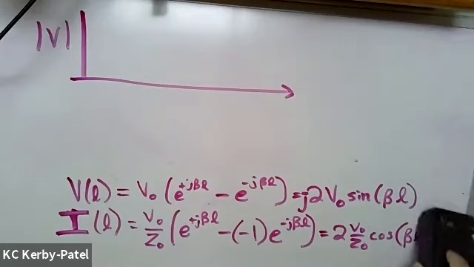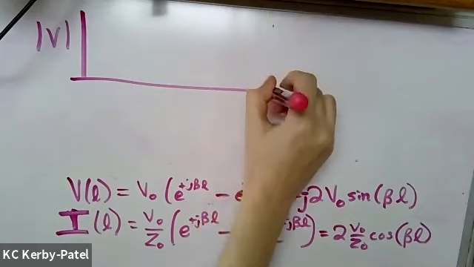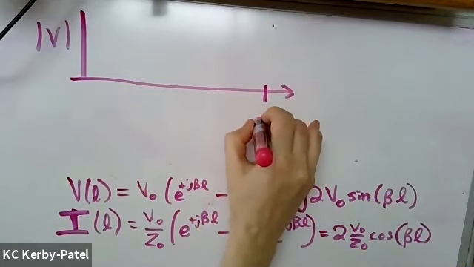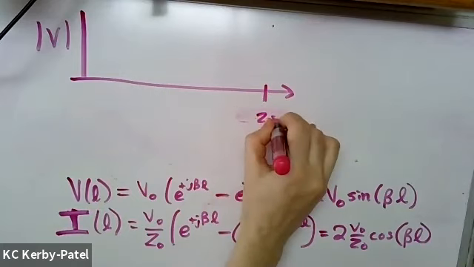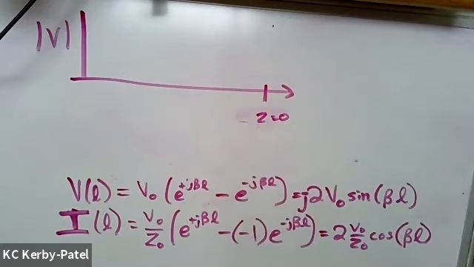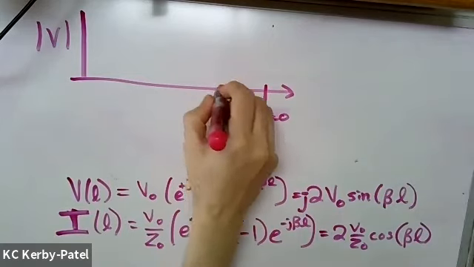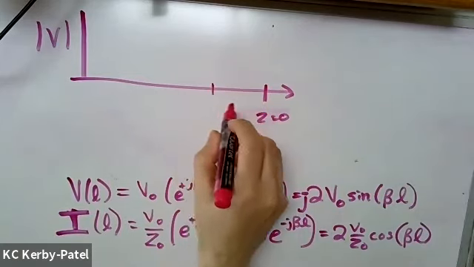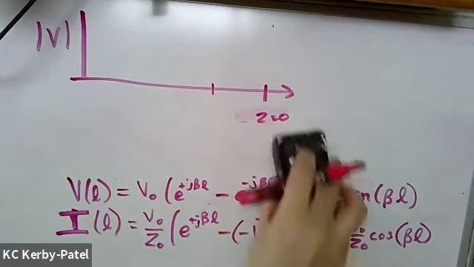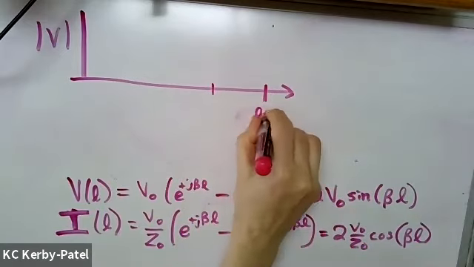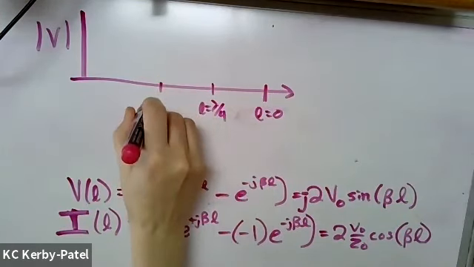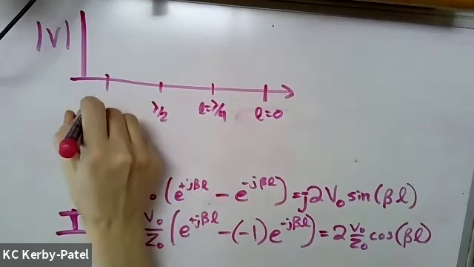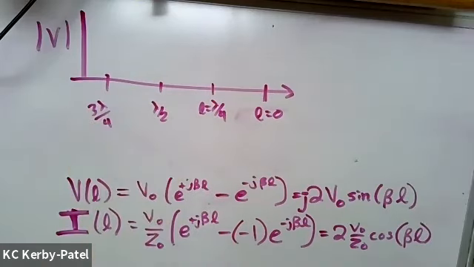And we're still working in phasor domain, so we're not going to worry about that e to the j omega t. So here, if I put my load here, I drew the arrow to the right, so that's Z equals 0. Let's plot what happens at, I'm going to use L. L equals 0, L equals lambda over 4, lambda over 2, 3 lambda over 4, and that ought to be enough to get you the pattern.